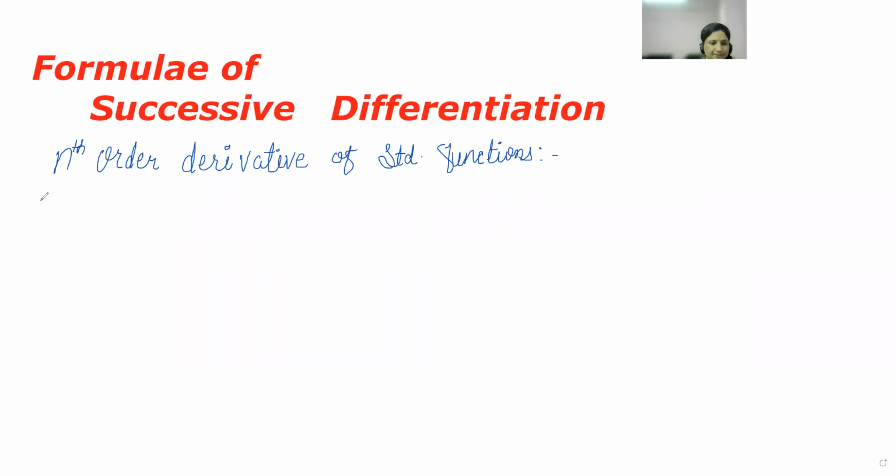So first one, here I am writing the functions and here its nth derivative.